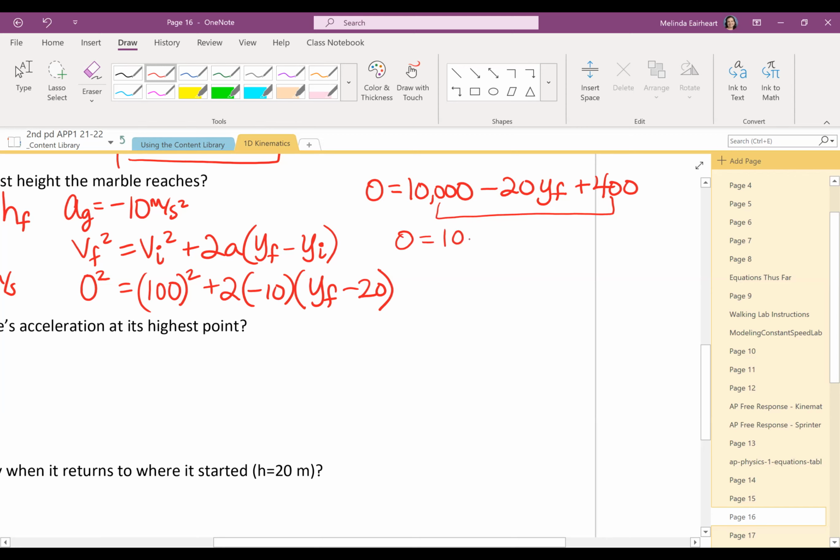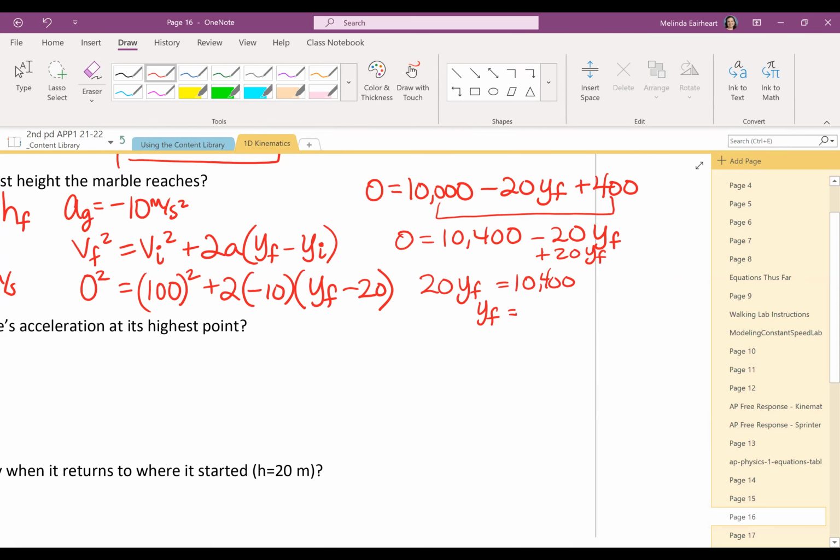Next algebraic step, combine like terms. 0 equals 10,400 minus 20 YF. Next algebraic step, I would add 20 YF to both sides so that everybody turns positive. And final step is divide by 20. And so 10,400 divided by 20 is going to be what? 520. And so this is your max height.